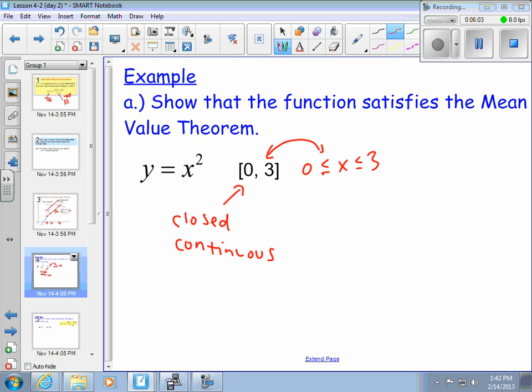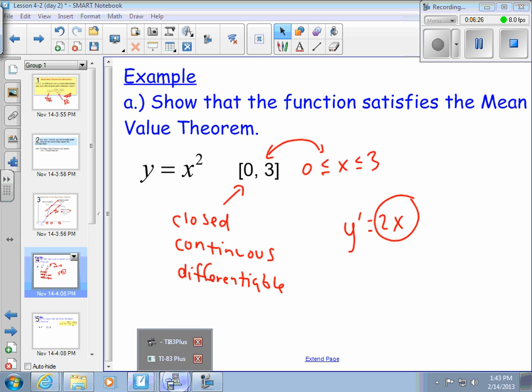And finally, is it differentiable everywhere over the interval? Well, let's find the derivative of this one. If we find the derivative, it would be 2x. Is there anywhere between 0 and 3 that we would get a bad derivative? No. If you look at our derivative here, it exists everywhere between 0 and 3.